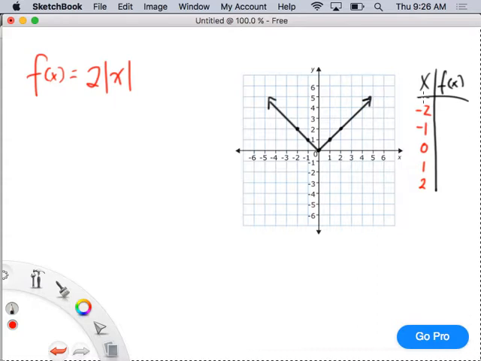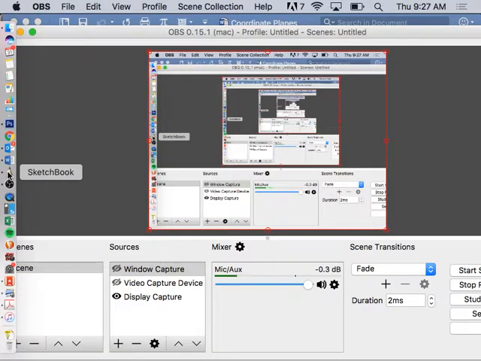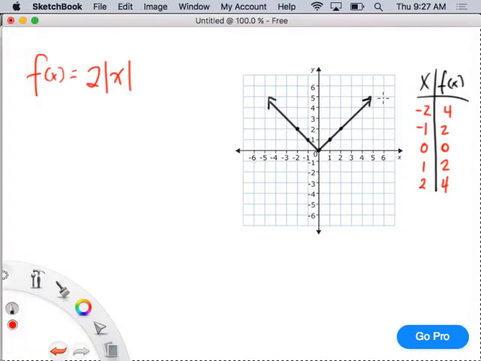I plug in -2. Absolute value of -2 is 2. 2 times 2 is 4. Absolute value of -1 is 1. Times 2 is 2. Absolute value of 0 is 0. Times 2 is 0. Absolute value of 1 is 1. Times 2 is 2. 2 times 2 is 4. Good. All right, I go ahead and plot my points. -2, 4. -1, 2. 0, 0. 1, 2. And 2, 4.